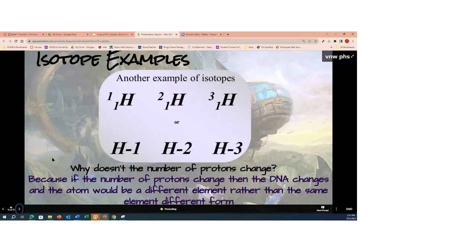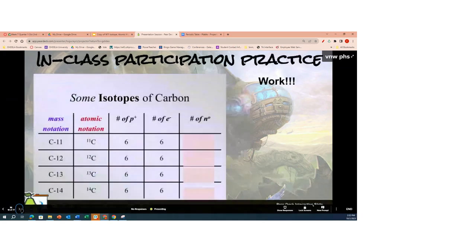All right, so hydrogen comes in 3 flavors: hydrogen 1, hydrogen 2, and hydrogen 3. Okay, the protons are the same. 1, 1, 1 at the bottom. The mass number at the top changed. 1, 2, 3. Okay, so let's take a look at this. Let's do this together. Let's try some carbon.